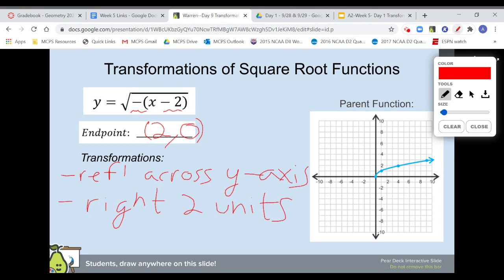And if I go to graph it, I can graph that endpoint of 2, 0. That kind of takes care of that horizontal shift, right? I've already moved it right 2. And since it's a reflection over the y-axis, it goes the opposite direction like that.